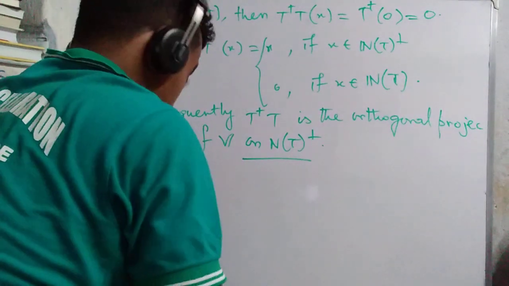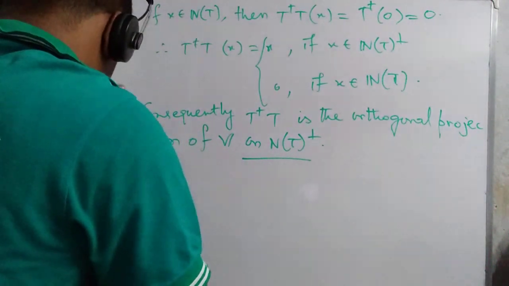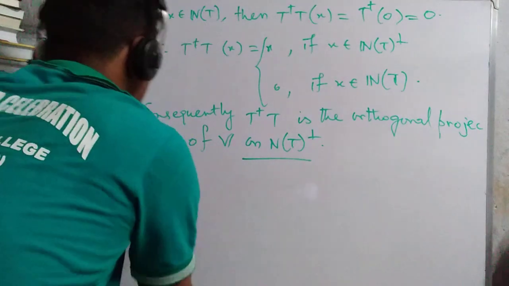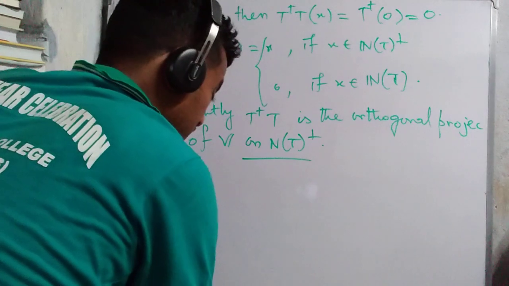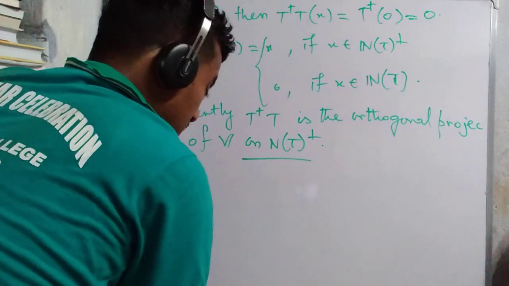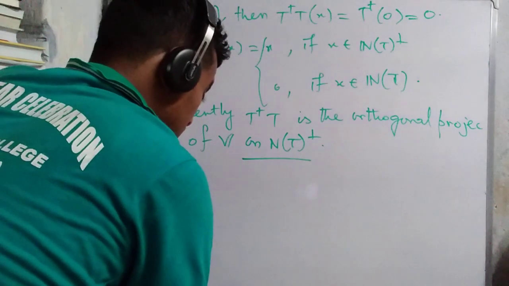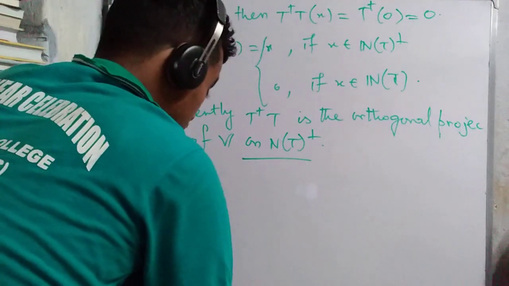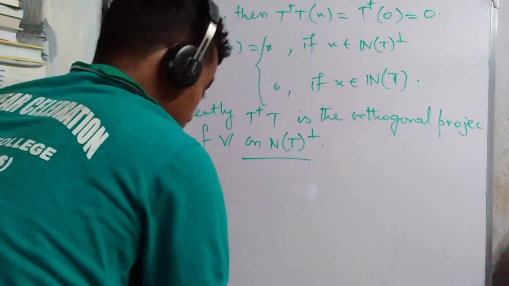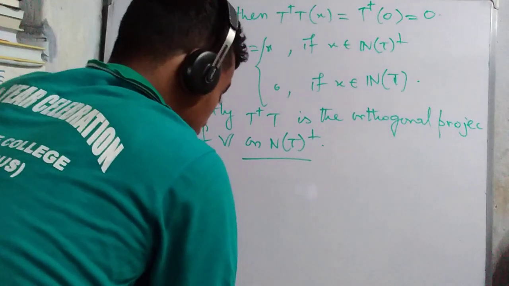Okay, that means we now write it in this way: T† equals (T₃)†. Here L equals T restricted to N(T)⊥, and Lx equals Tx. Now we write it in this way.